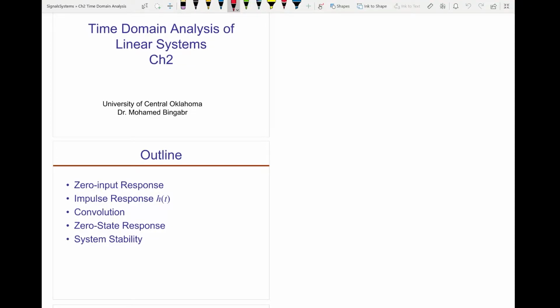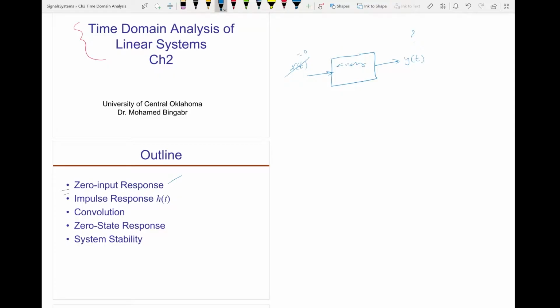Hello everyone. In the next 4 videos, we will cover the topics in the time domain analysis of linear systems. In this chapter, we will cover the following topics. The first one is the zero input response. By the zero input response, we mean if you have a system, an input, and an output. Now, if there is no input, we want to know what is the output due to energy stored in the system, or in mathematics we say due to the initial condition of the system. That's what we mean by the zero input response.